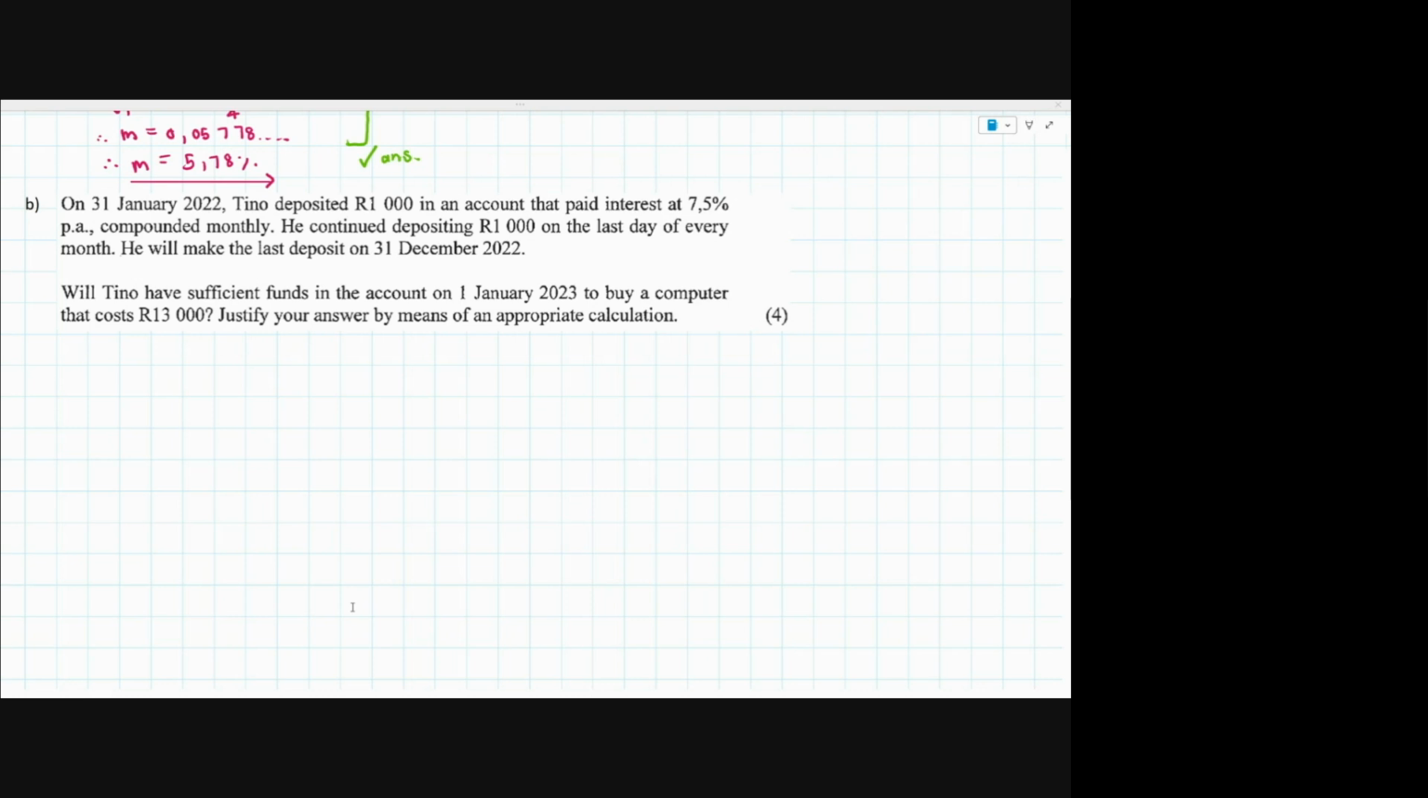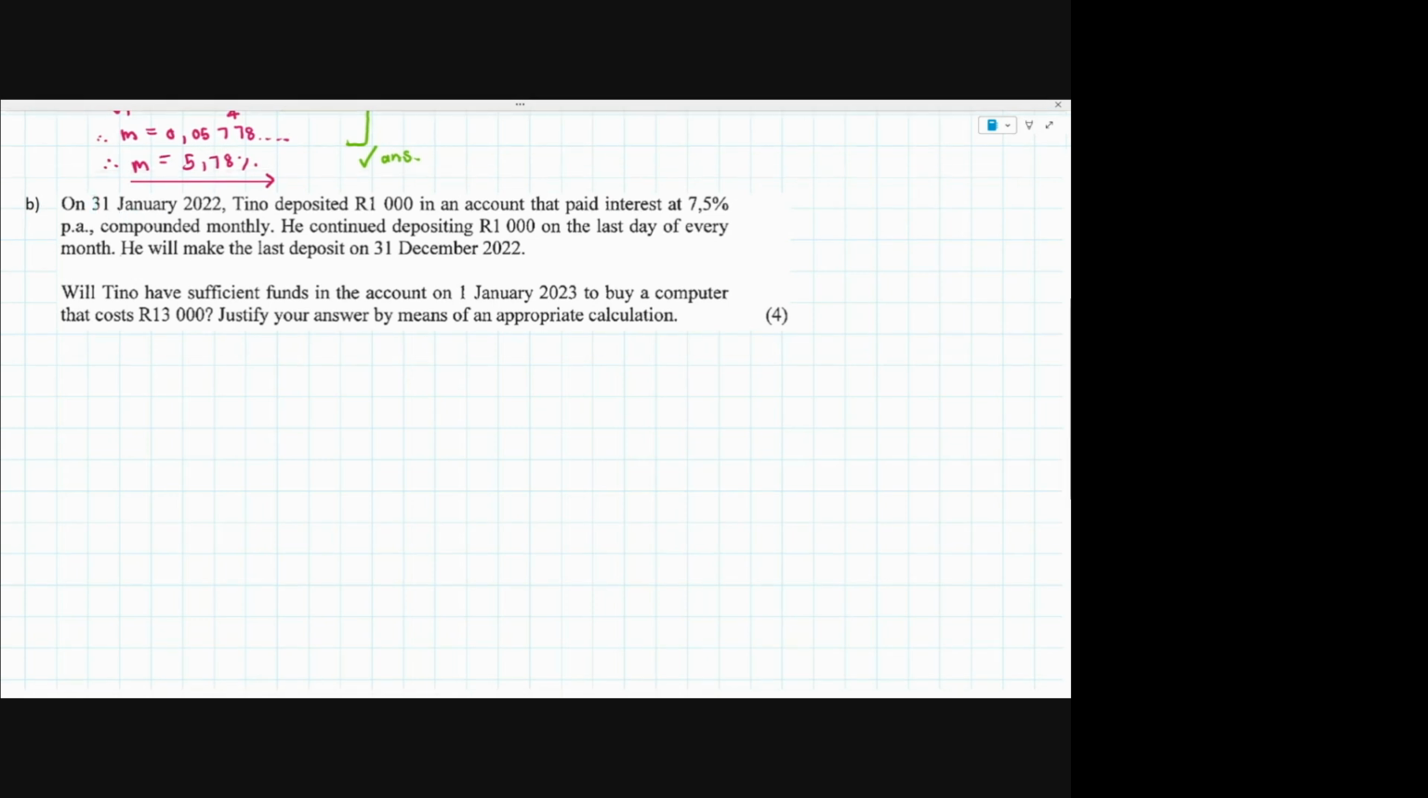So basically, do the calculation to see whether or not he has this amount in his account, or to see what amount he has, and then you can make your conclusion. So we've read the question once. We go back now and we start to analyze all the information that we've been given.